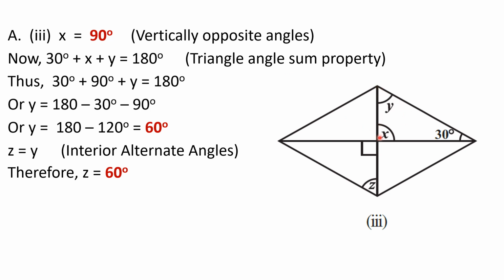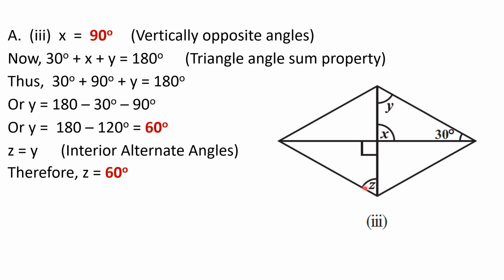And now we take this triangle, 30 degrees plus x plus y. 30 degrees plus x plus y is equal to 180 degrees. Why? Triangle angle sum property. The sum of the angles of any triangle is 180 degrees. X is 90 degrees. So we put 30 plus 90 in place of x, plus y is equal to 180 degrees. Or y is equal to 180 degrees minus 30 minus 90. So 90 and 30, 120, minus 120. So y is equal to 180 minus 120 is equal to 60 degrees. So we got y also.